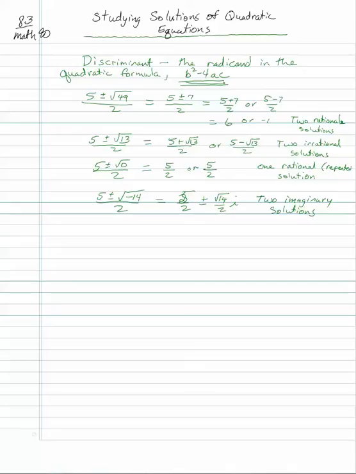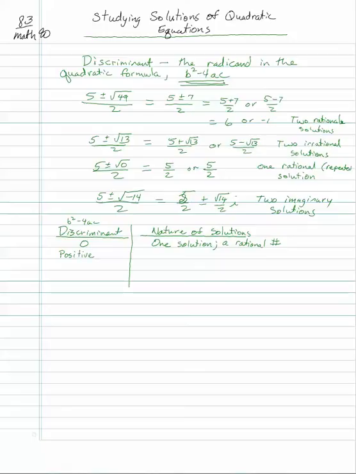Alright, so we can kind of put this in a chart. Okay, so again, if you get 0 for your discriminant, the b squared minus 4ac, the thing that's under the square root, that's going to cause you to get one solution, and that solution is going to be a rational number. If we got a positive number under the square root, that's going to give you two different real number solutions.